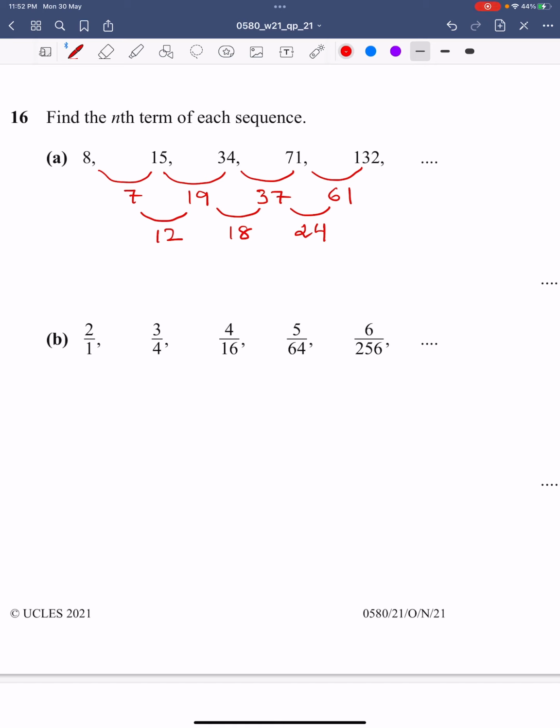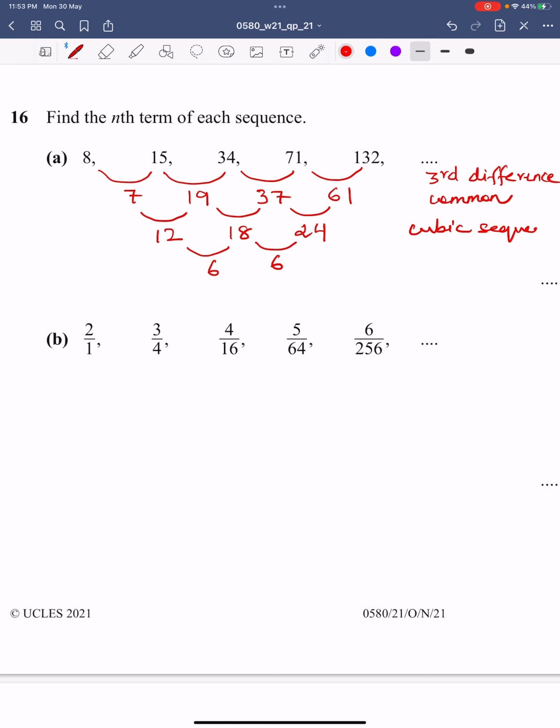Let us try finding the third difference. 18 minus 12 is 6 and 24 minus 18 is 6. So we see that in this case the third difference is common. When the third difference is common, this is known as a cubic sequence. So this is a cubic sequence.